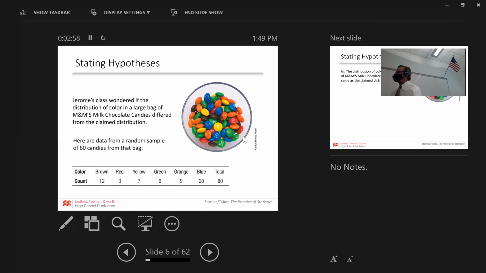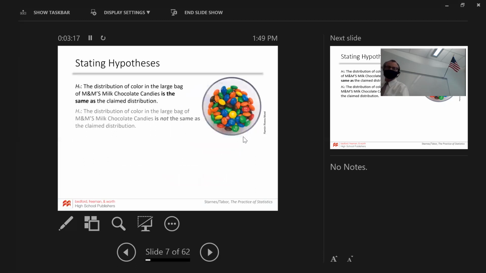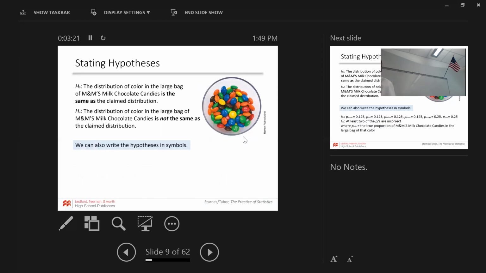So here's what happened. They took this sample of 60 M&Ms and they counted out the colors. Make sense? It's where we're getting this number. These numbers, this table in the bottom. Then what? Well, we need to come up with a null and alternate. And you need to understand this.